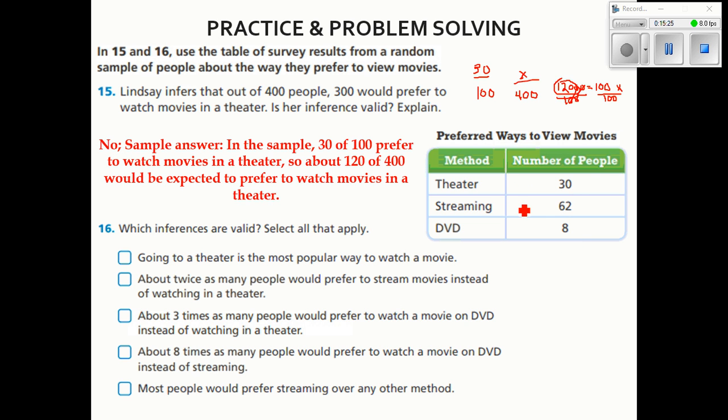1/3 of the people would like that. About 3 times as many people would prefer to watch a movie on DVD instead of streaming. 8 times as many. Oh, well, I'm thinking that's close because 8 times 8 is 64. Let's see. I said 8 times as many people would prefer to watch a movie on DVD instead of streaming. I'm going to say that should be the opposite. Most people would prefer streaming over any other method. Yes, I could definitely say that. So I'm probably going to go with the second and the last one being the right answers.